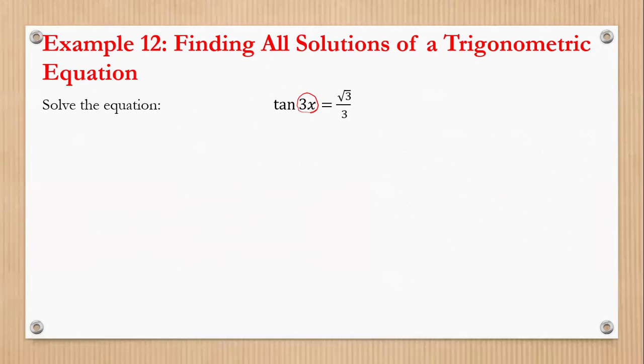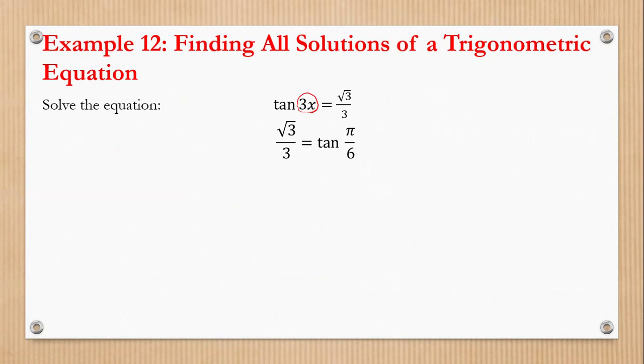You just need to find: root 3 over 3 is the tangent of what angle? And you know that root 3 over 3 is the tangent of pi over 6. Because tangent is sine divided by cosine. Sine is 1 over 2, cosine is root 3 over 2, and if you simplify and rationalize, you get root 3 over 3.